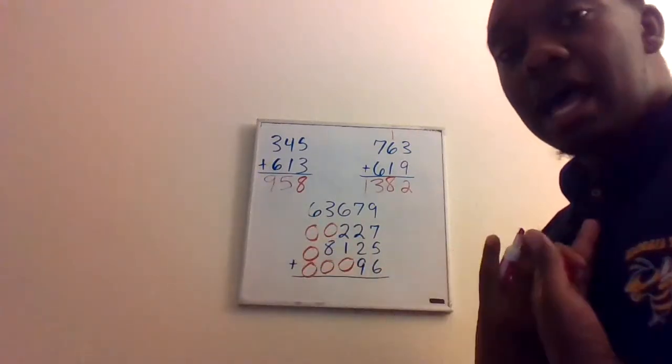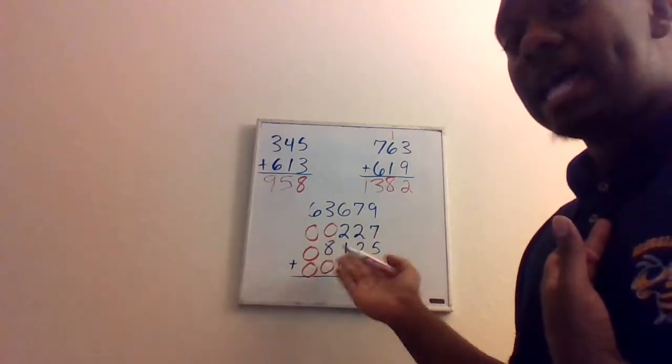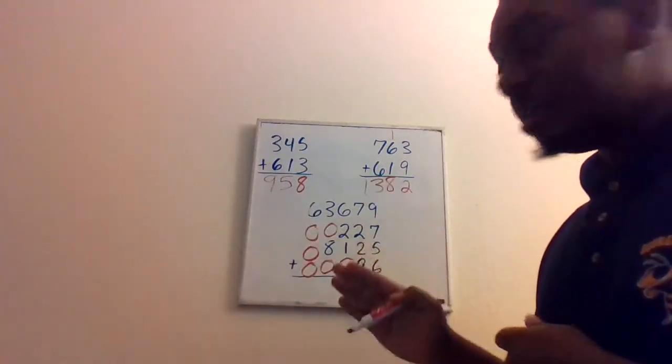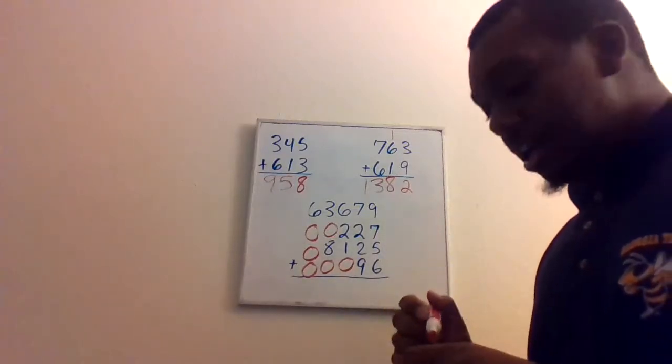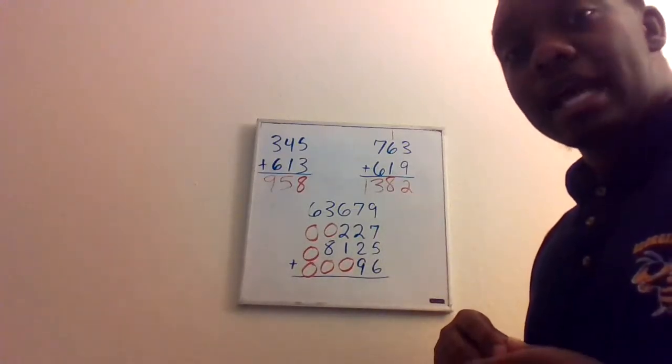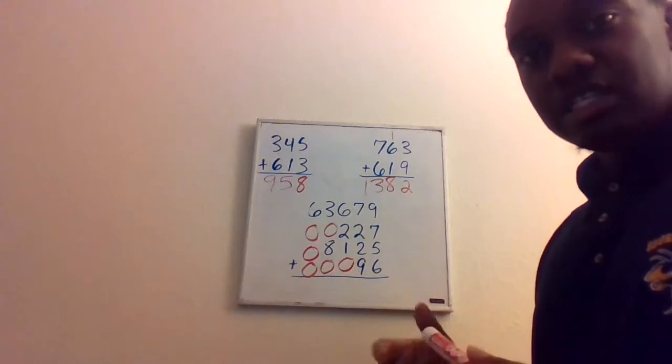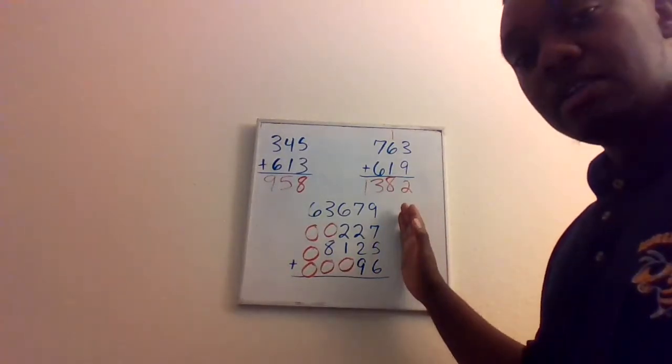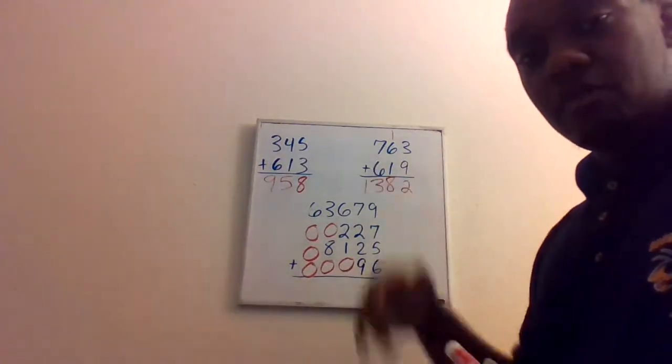Now, personally, I do not add zeros in front to help me see the columns. I already can see them just fine. But for a lot of people, that makes it a lot easier because when you add zero, it doesn't change anything. But visually, it still looks like the problems that we did before.